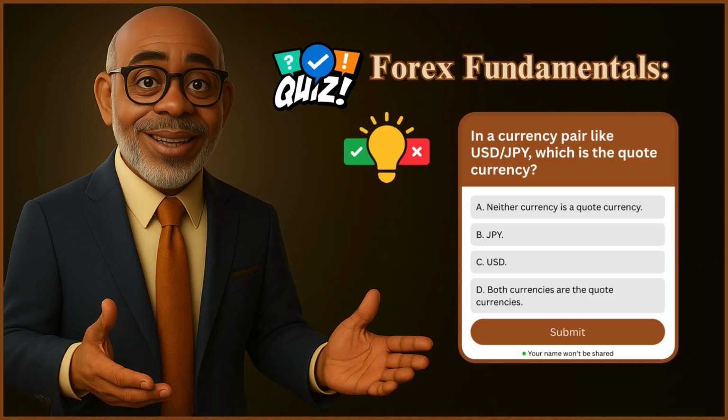Question number 5. In a currency pair like US dollar / Japanese yen, which is the quote currency? Is it A, neither currency is a quote currency? B, Japanese yen? C, US dollar. D, both currencies are the quote currencies. You have 10 seconds. Pause the video if you need more time.